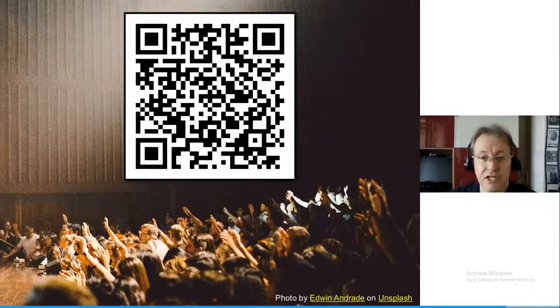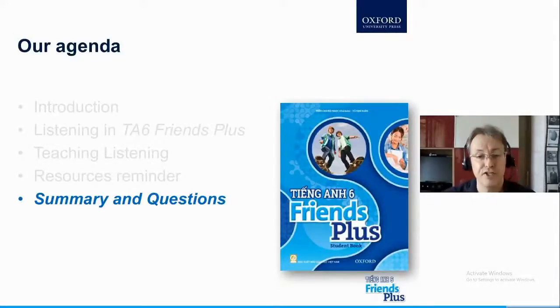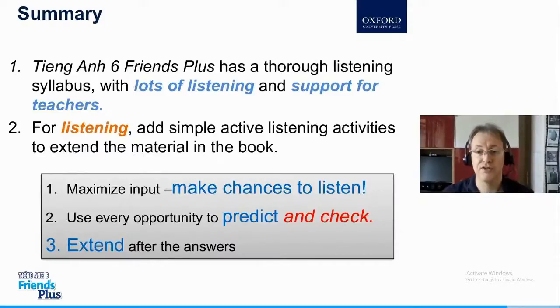All right, so lots of resources for you. I'm going to finish up here by just summarizing and trying to answer some questions. I realize I've gone really quickly, but I know you have great listening skills. So the first thing is, Tieng 6 Friends Plus has a really thorough step-by-step listening syllabus with lots of good listening built in. So there's lots of listening activities and support for you to do listening all the way through the course book. Secondly, let's look for those simple ways to add short listening activities to supplement the textbook and to extend the material.